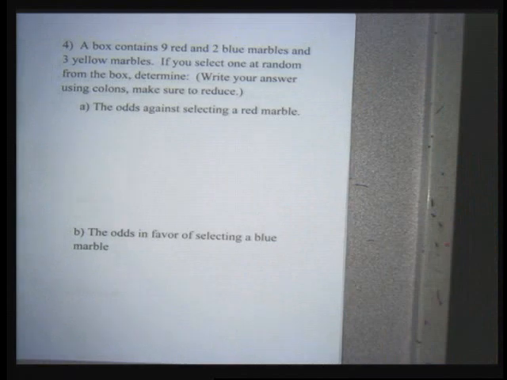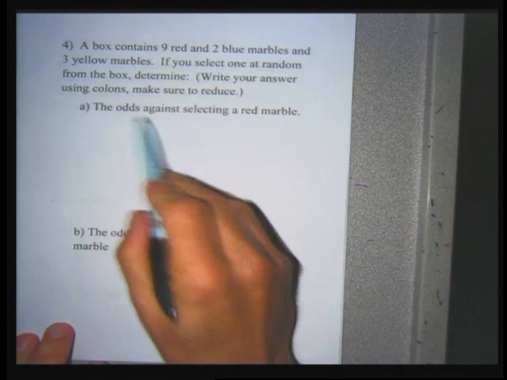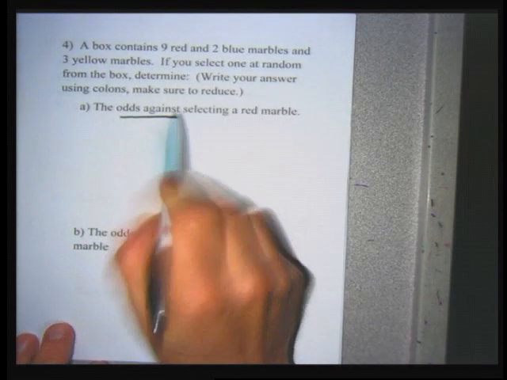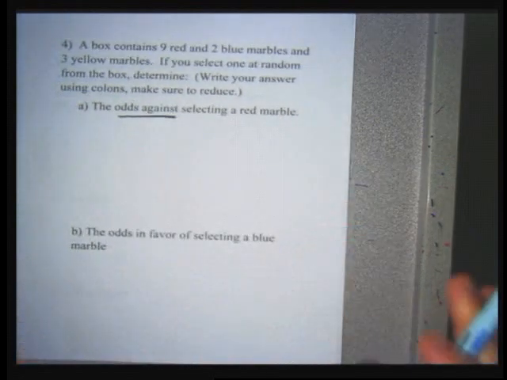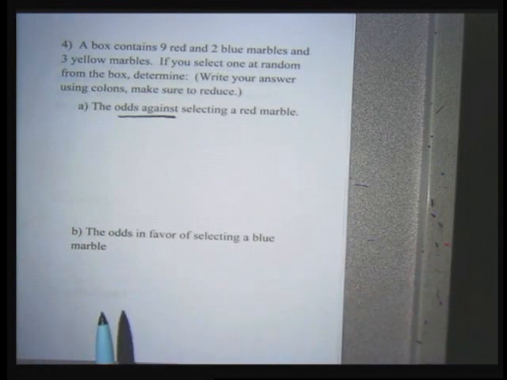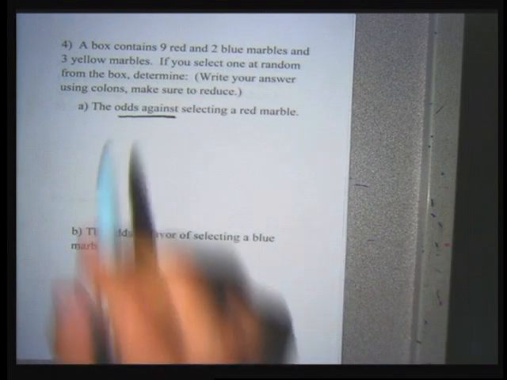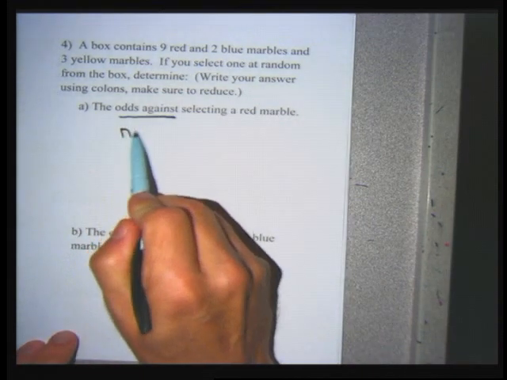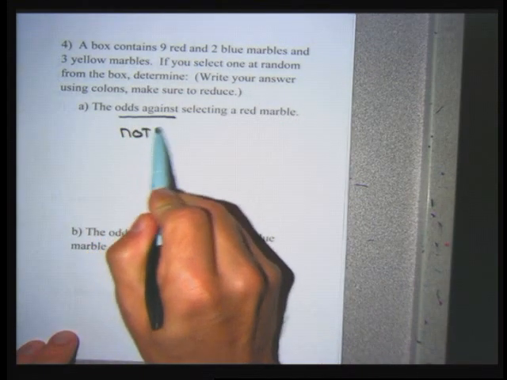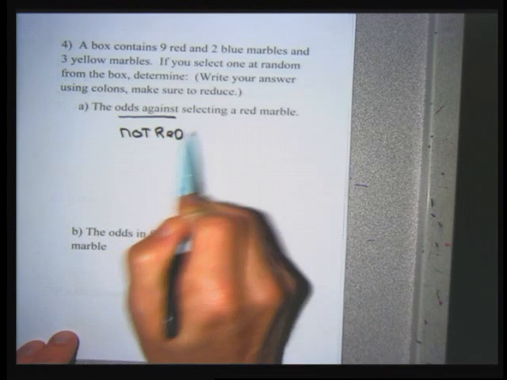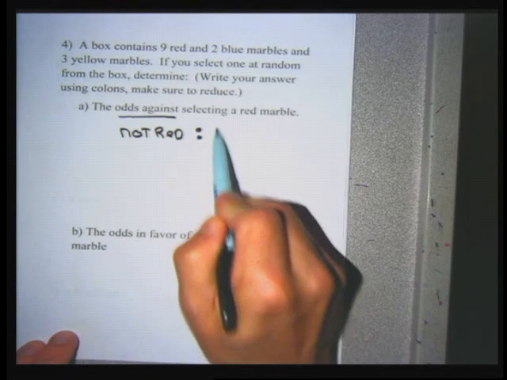All right, we have a box of marbles, and we're doing odds. For odds, it makes a difference if it's odds against or odds in favor. Part A of number 4 is an odds against. Part B of number 4 is an odds in favor. So if I'm doing the odds against getting a red marble, I need to make essentially 2 piles of marbles for problem 4, and the first pile needs to have all the marbles that are not red because I need to count them up, and the second pile will have all the red marbles.